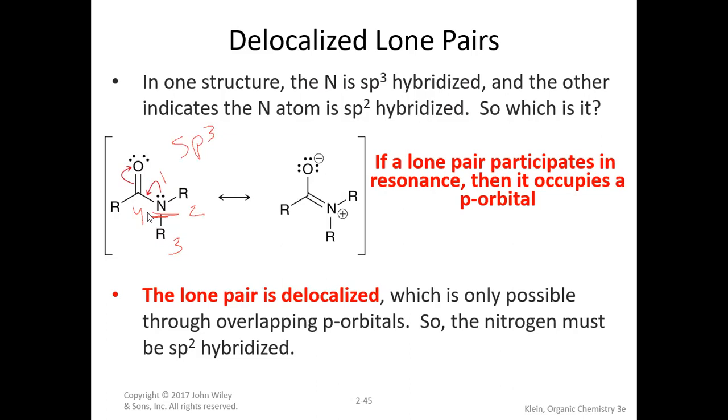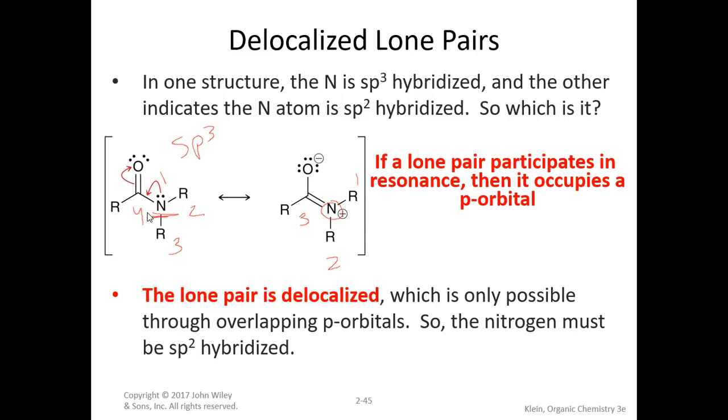However, when I look at it after I do my resonance, after I do my arrow pushing, now this nitrogen is connected to an R group, and to this carbon. Now it has sp2 hybridization, right? And you're like, wait, on the original one, it looked like it's sp3. On the resonance one, it looks like it's sp2. What is it? If it is part of that conjugated system, if it's in resonance, that means it has to be sp2.